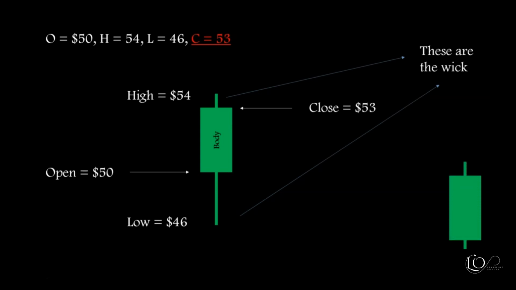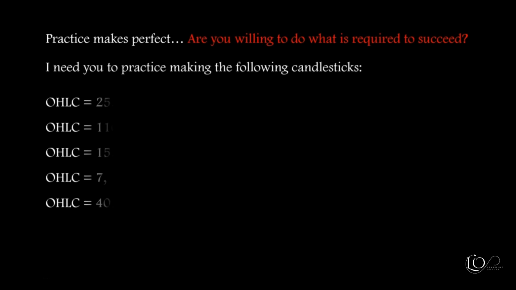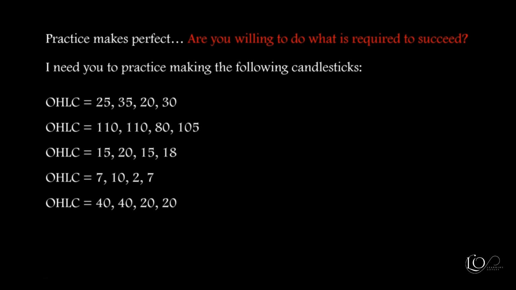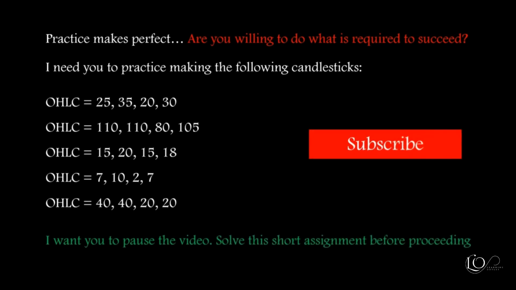Now there can be many different kinds of candlesticks, and these are all based on the OHLC values. Practice makes perfect, and I'm wondering whether you are willing to do what is required to succeed. So I need you to practice making the following candlesticks with the OHLC values given here. There are 5 of these OHLC values, and therefore there will be 5 different candlesticks that you will be making. I want you to pause this video and solve this short assignment before proceeding any further.